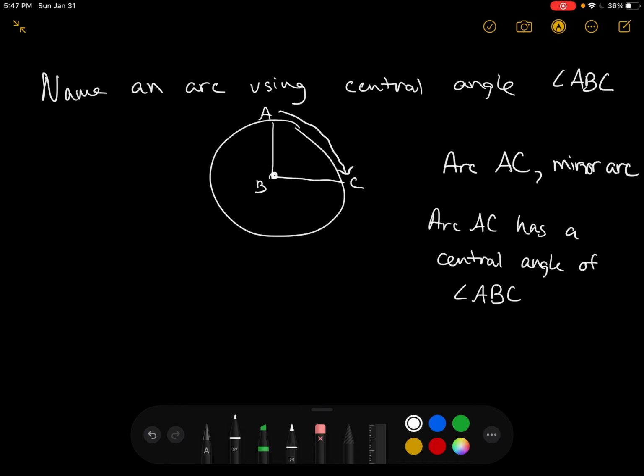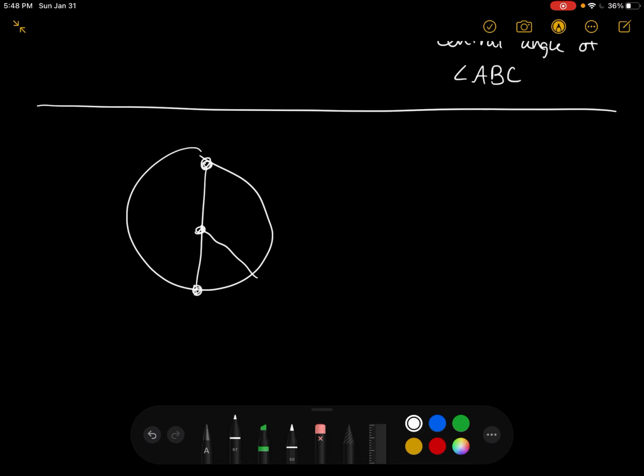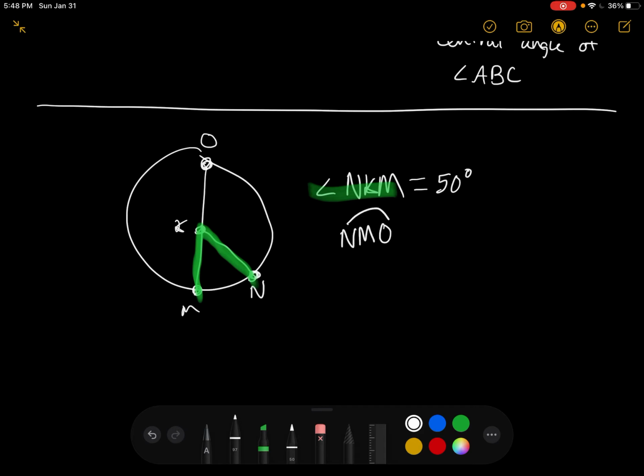All right, the last piece that we're going to be doing today is a little bit of solving. So taking these same measures, we have some circles, and they might cut them up like this. Again, the pictures will be a lot better than me drawing it freehand, but let's say we have O, we have K, we have M, and we have N. And they're going to tell us something. So like N, K, M, from N to K to M equals 50 degrees. And they're going to want us to find arc NMO.